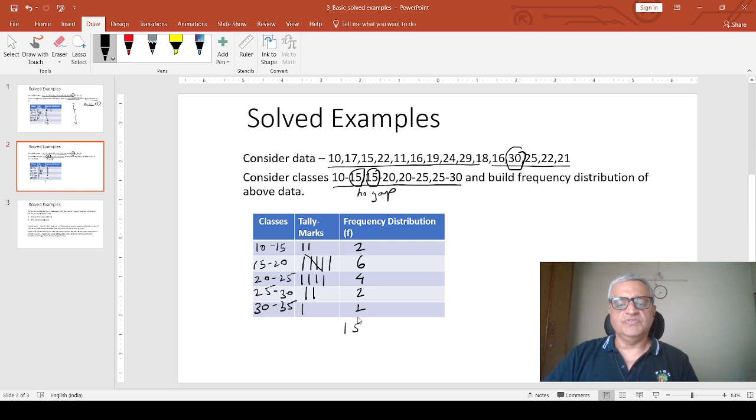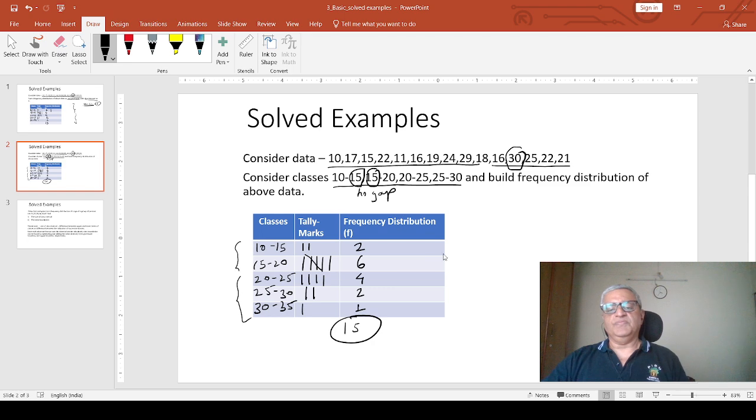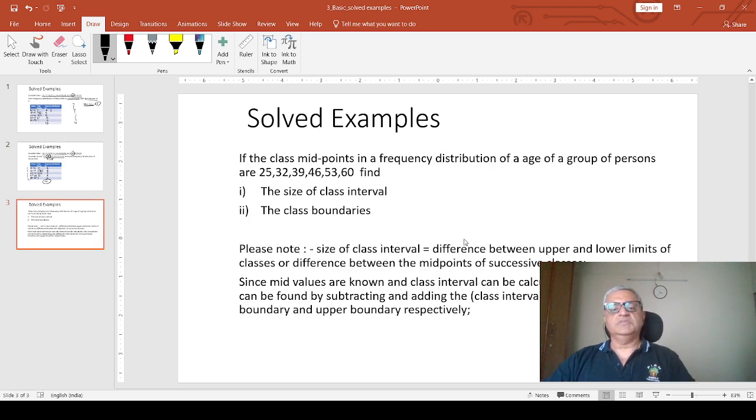Again, it is 15. So what was the difference between the first problem and this problem? It is the type of classes. In the first problem, we had inclusive. In the second problem, we have exclusive. The class interval was 4 in the first case, in the second case it's 5. Let's move on to the next problem.